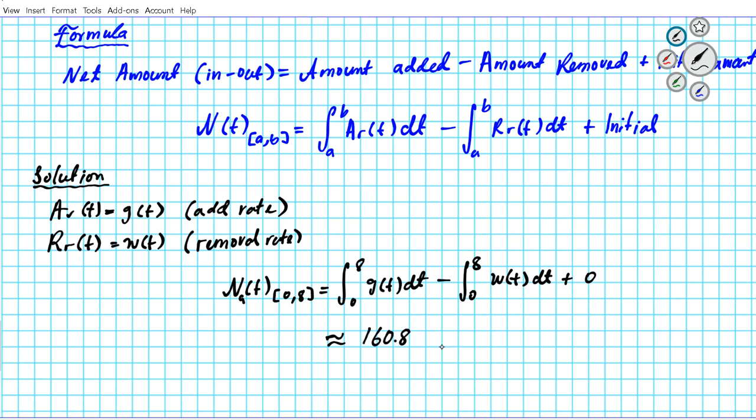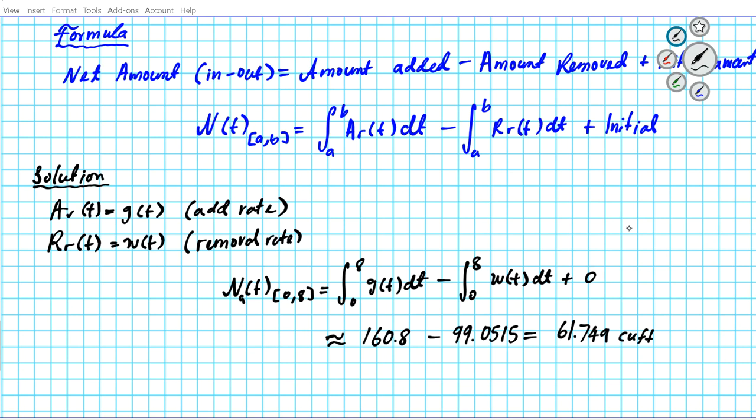The answer was 160.8. Minus, now this one we just plug the integral into a calculator, the integral from 0 to 8 of the w of t function. If you plug that into your calculator, you get 99.0515. And then if you subtract these two, you get 61.749 cubic feet as the amount of grain that's unspoiled.